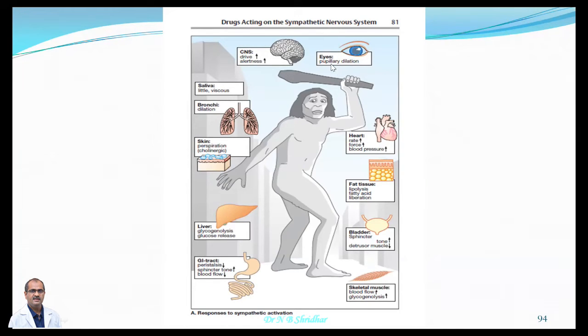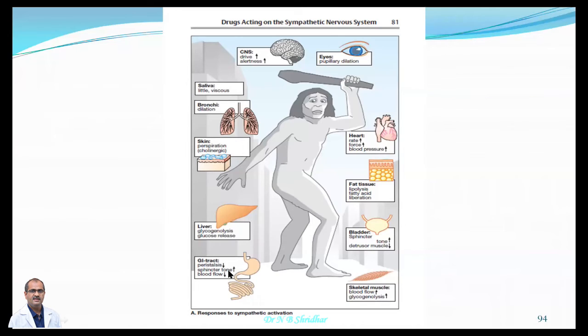Then the pupils are dilated widely and he is going to see more and more of the environment. In the skin, there is perspiration and sweating. And in the liver, what happens? Glycogenolysis, meaning glucose is produced to supply the energy required. If the person is fighting or fleeing, in both cases energy is required, and that is supplied by the liver through glycogenolysis or gluconeogenesis. In the GI tract, peristalsis is decreased during fight or flight.